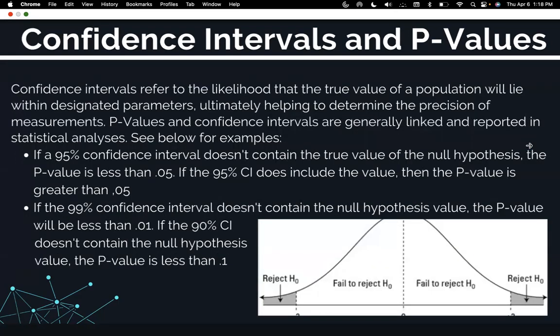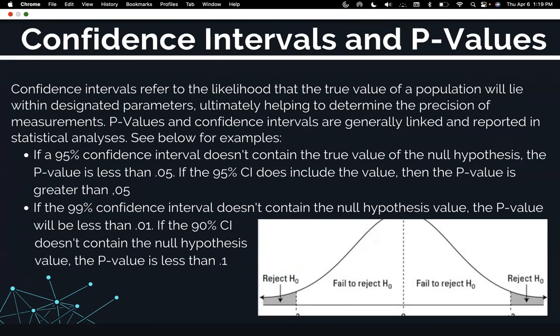We'll also briefly discuss confidence intervals and p-values. Confidence intervals refer to the likelihood that the true value of a population lies between designated parameters. We often discuss a 95% confidence interval, and we'll go over that a bit in this image. These intervals ultimately help to determine the precision of our measurements. P-values and confidence intervals are linked. They're reported together in statistical analyses, and they share an inverse relationship.